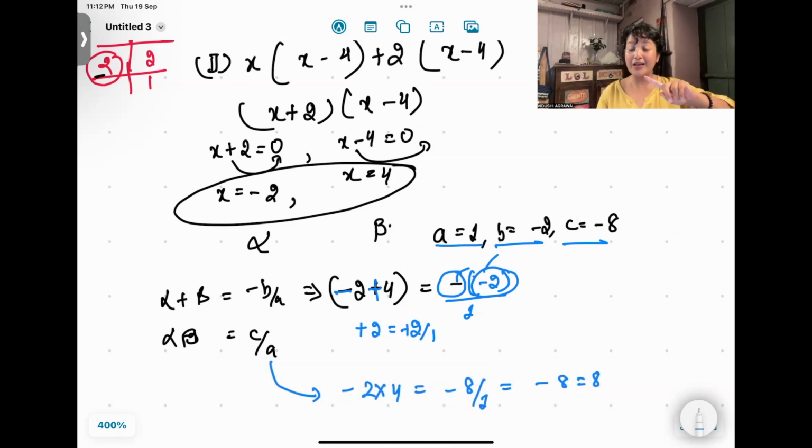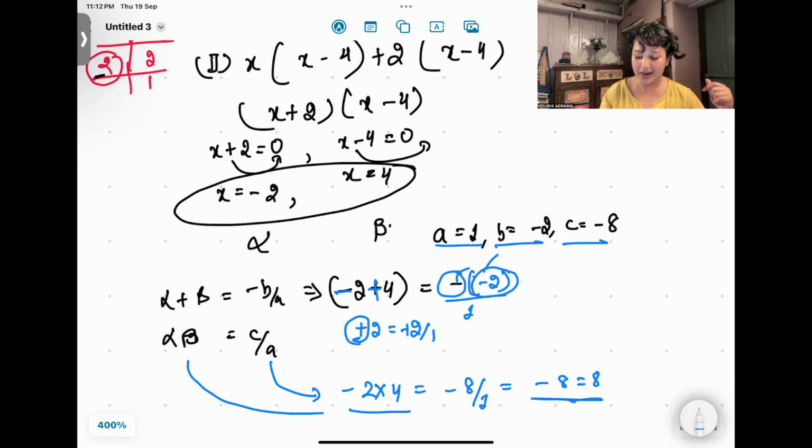Since the plus number is greater, the 4 is greater than 2. That's why we are writing the plus sign over here, just for anyone who is experiencing any trouble with positive or negative signs. Got it? And then here I solve this: alpha beta equals minus 8, which is equals to minus 8. Just check it.